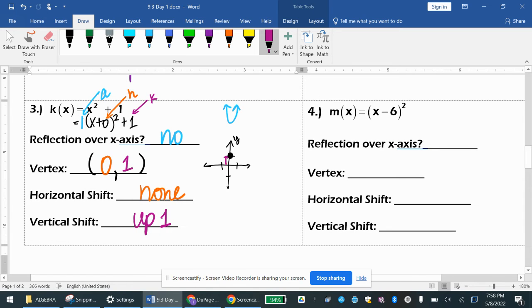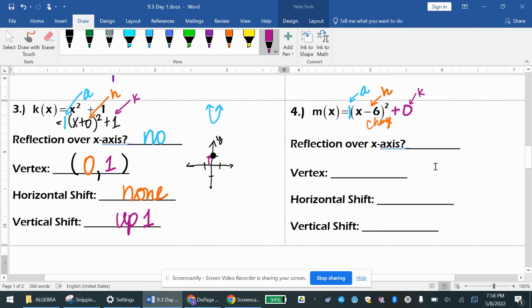Okay, next one. This one has parentheses, so I'm going to assume that there's a 1 in front of the parentheses. Remember, we're going to change the value of h. La h siempre se cambia. Got to change that, change the sign. And there's nothing added or subtracted at the end, so we're going to represent that with the number 0. No hay nada a mano derecha. There's nothing added or subtracted.